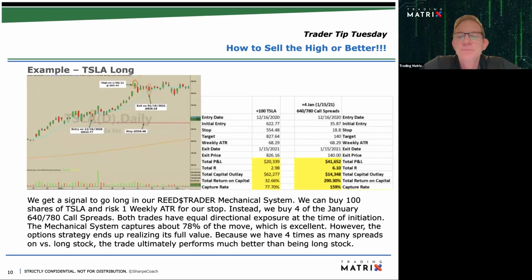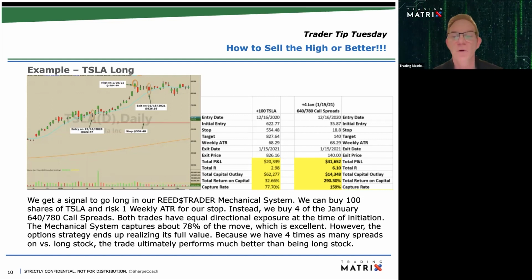This is in Tesla. This is in one of our systems called the Reach Trader Mechanical System. If we just followed the rules by buying stock in Tesla, we could buy 100 shares of Tesla. We'd risk one weekly average true range for our stop. If we did that, we'd be going long at 622.77, with a 554.48 stop, and we'd be exiting on January 15th at 826.16. This trade would be a 2.98 winner. It's a nice trade. It would make $20,339, and the capture rate, which is excellent, is 77.7%.